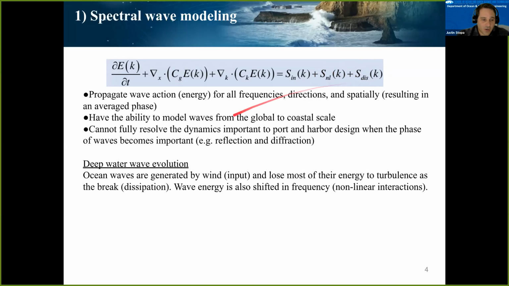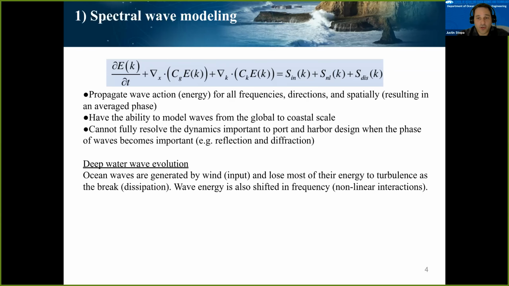So this is a quick summary statement, or a take-home message that really encompasses the whole presentation today, which is that ocean waves are generated by wind. This is our input term. They lose most of their energy through turbulence as they break. This is our dissipation term. And finally, energy is also shifted in frequency, and this is the nonlinear interactions term. So that's our wave-wave interaction.